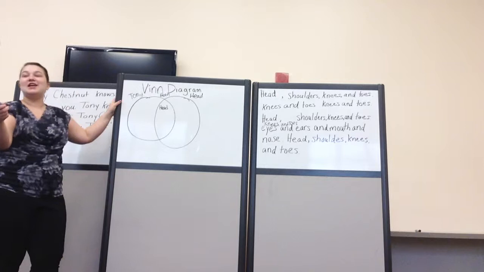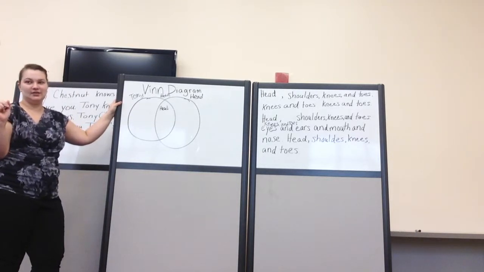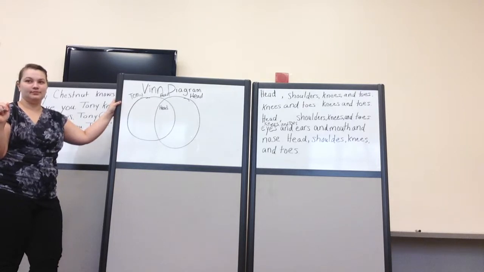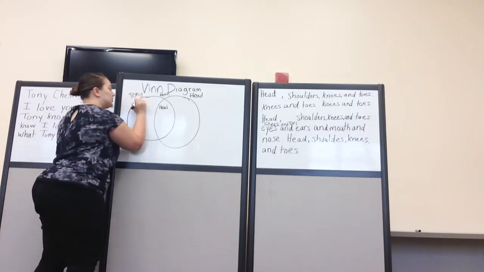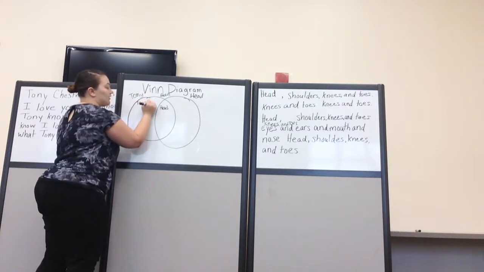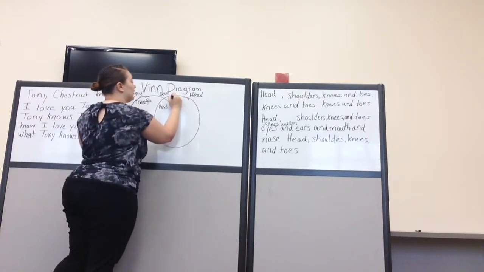Now, CJ, can you tell me something that contrasts them? So, what makes them different? One starts up top and one starts down bottom. That's a good one. Tony Chestnut starts from the toes and goes upwards, while Head, Shoulders, Knees, and Toes starts from the head and goes downwards.